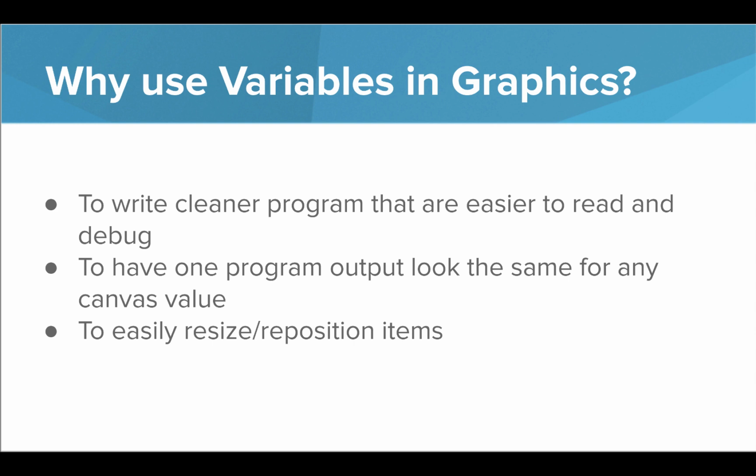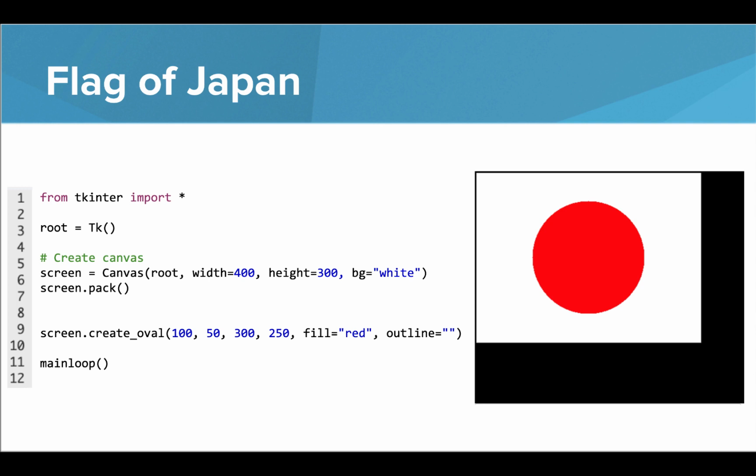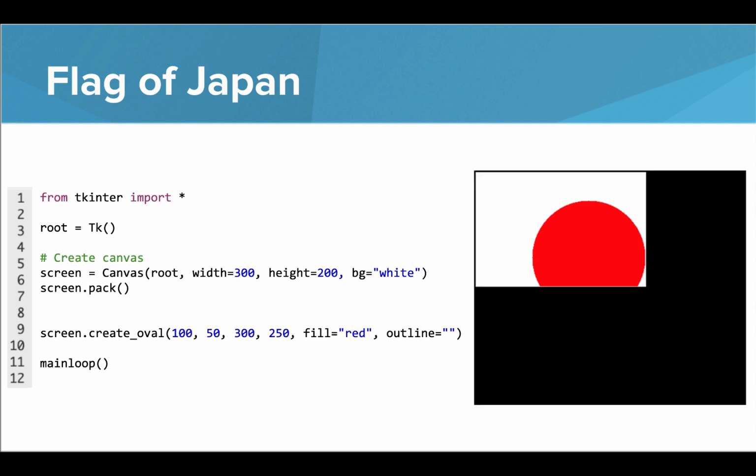Now let's see how to do this. In the last lesson, we created the flag of Japan using the top left and bottom right coordinates of the circle that were determined based on the constant values we were given. When we run this program, we see that the flag looks as we intended, but if the size of our canvas changes, our circle is no longer centered on our flag.